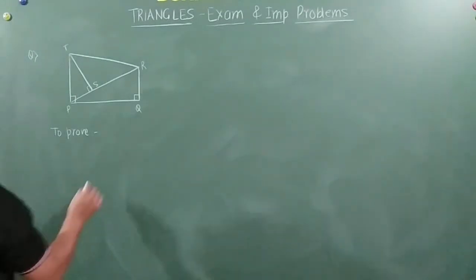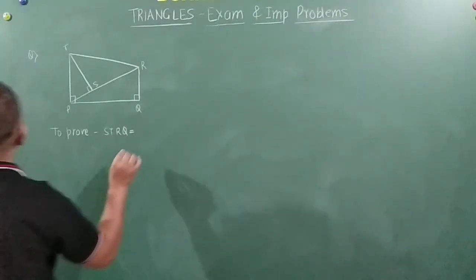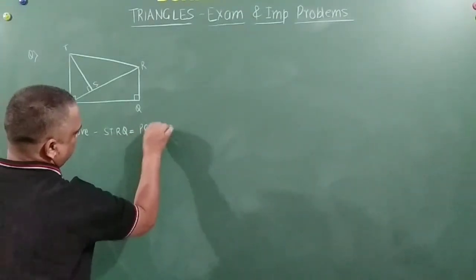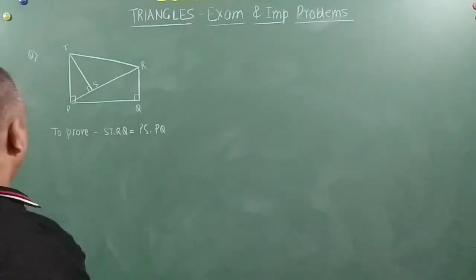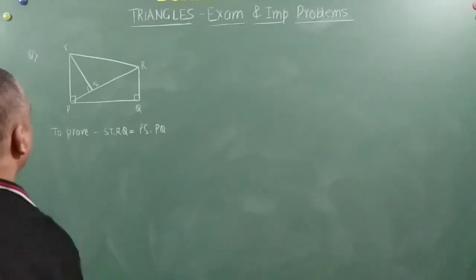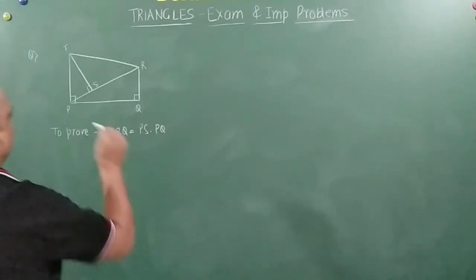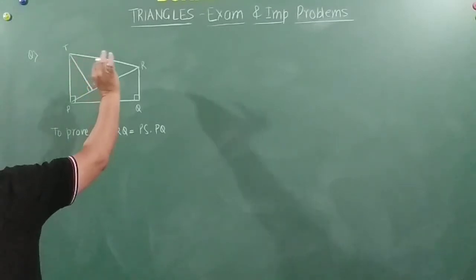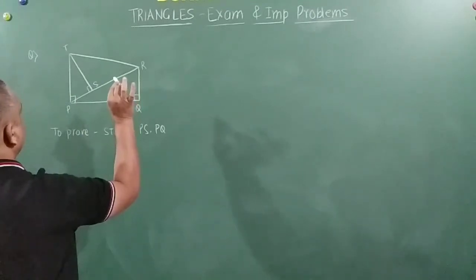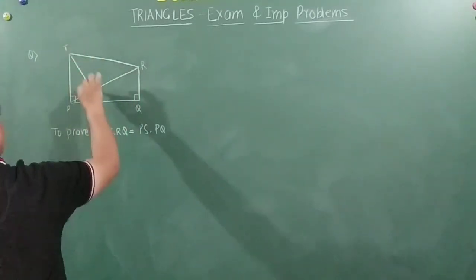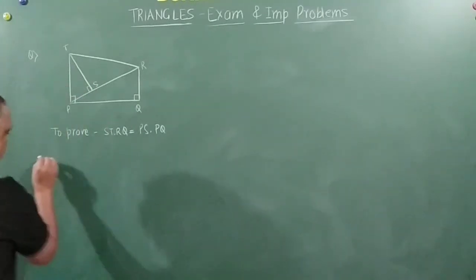What is to be proved? ST into RQ is equal to PS into PQ, right? Okay, so this is to be proved, friend. Now we will use one concept here, friends. Let us consider triangle PQR and TSP. Okay, right. So let's solve it.